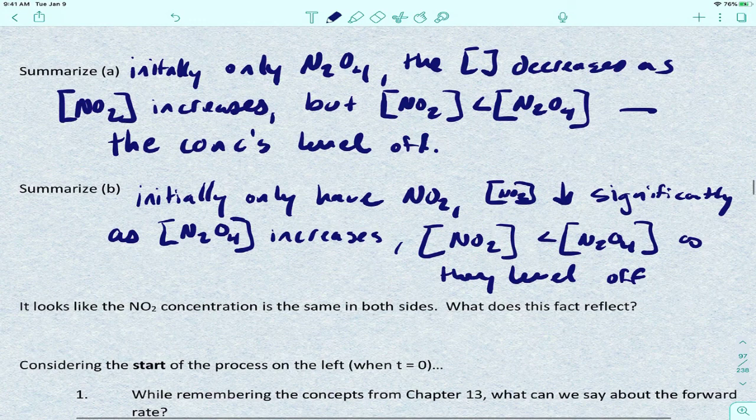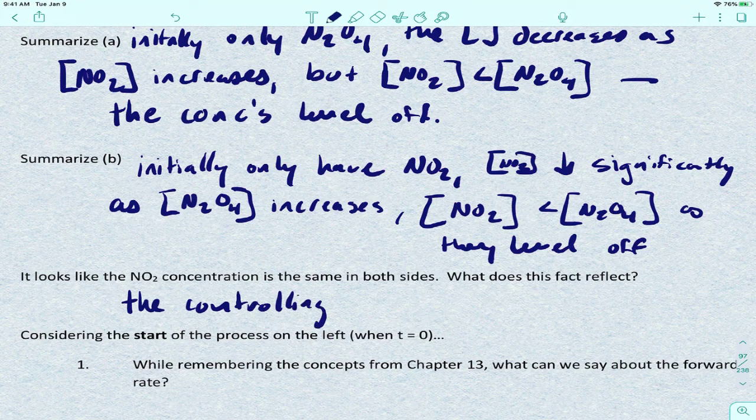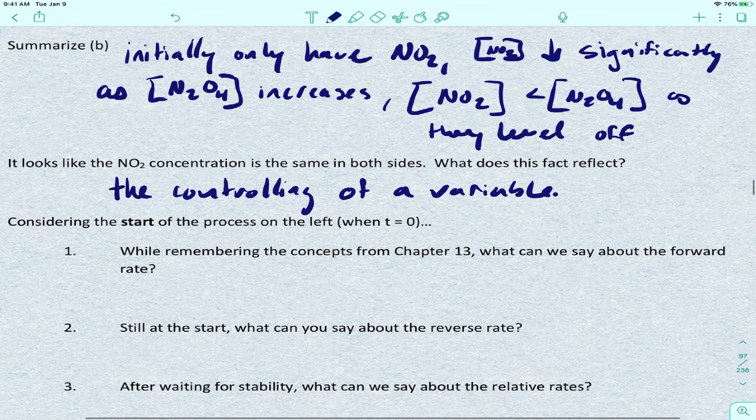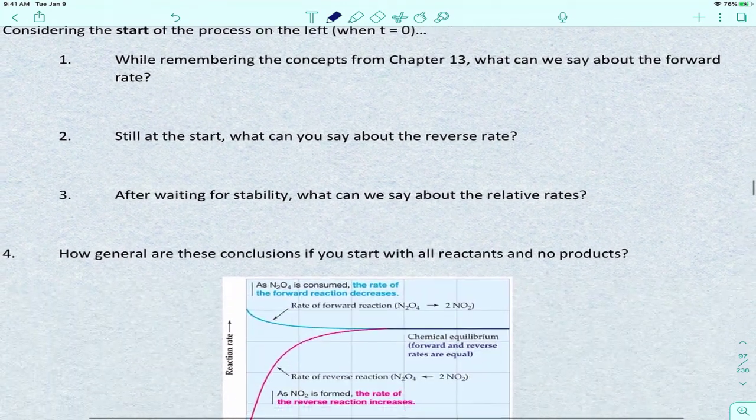Now it looks like the NO2 concentration is the same on both sides. What does this fact reflect? What we're doing is we're actually controlling a variable. Okay, so considering the start of the process, let's take a look at another graph.